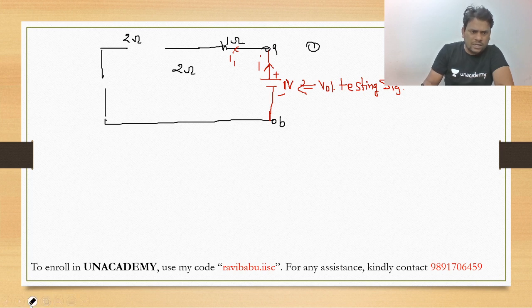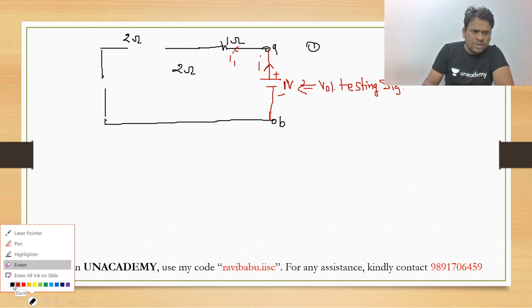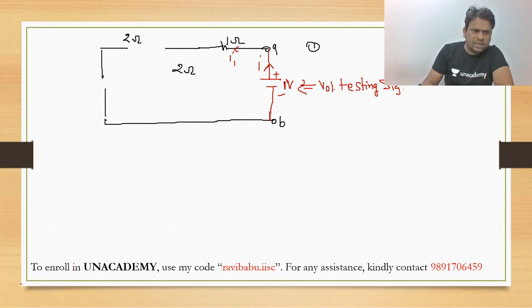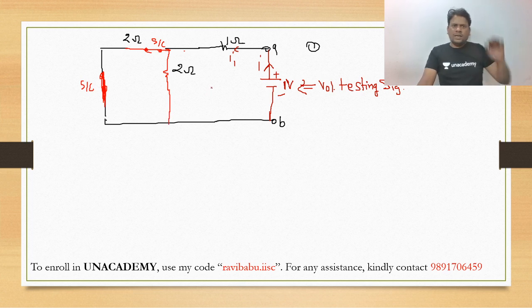Now beta ji, we are going to deactivate our sources. It is an independent source, so short circuit. It is also an independent source, so short circuit. This is also an independent source, so short circuit. Now dear, this is our equivalent circuit.